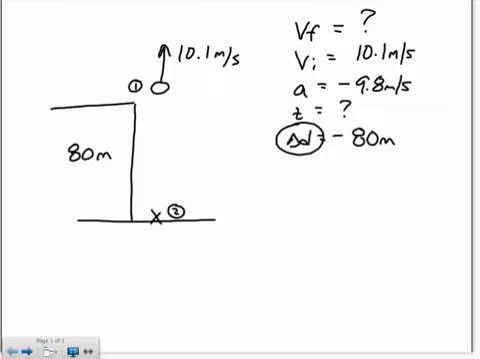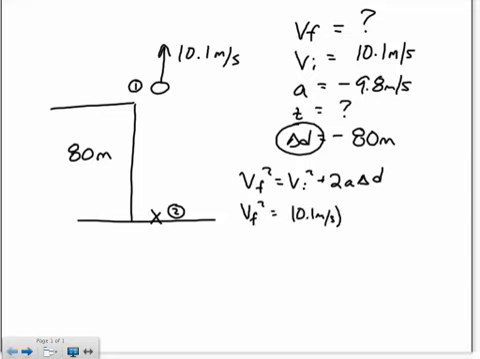So we're looking for final velocity. What's the formula that involves final velocity, initial velocity, acceleration, and displacement? Yep. Final velocity squared equals initial velocity, 10.1 meters per second, squared plus twice the acceleration, negative 9.8, times the displacement, negative 80 meters.